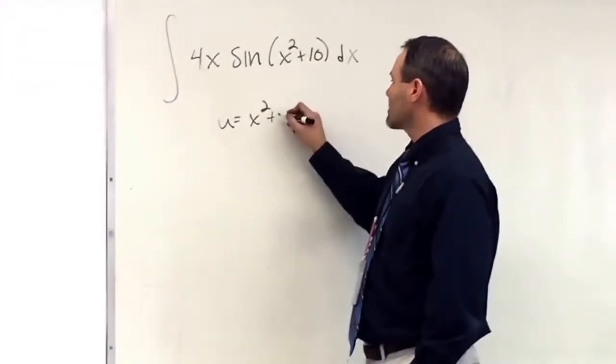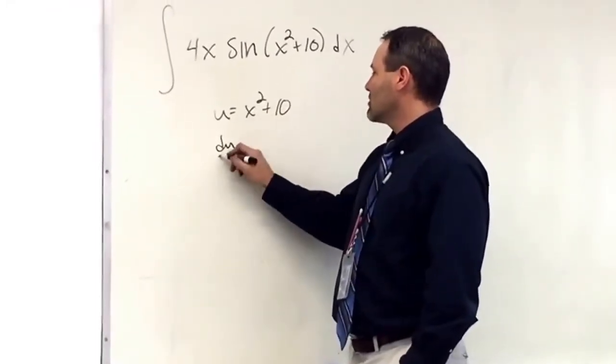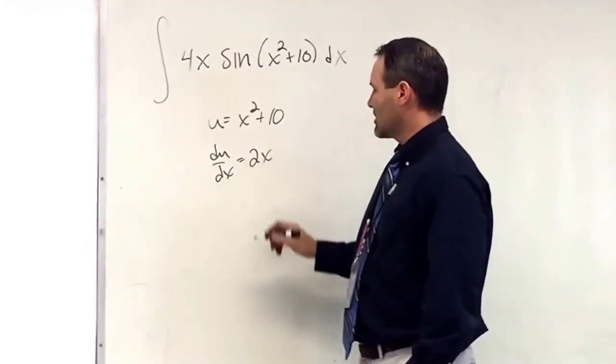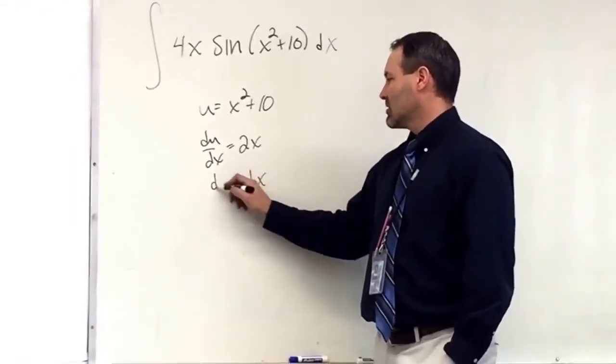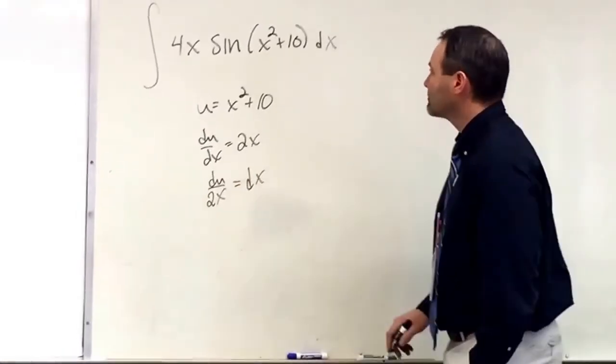So u right now is x squared plus 10. So du dx equals 2x. If I solve for dx, I'm going to multiply and divide, so dx is du over 2x.